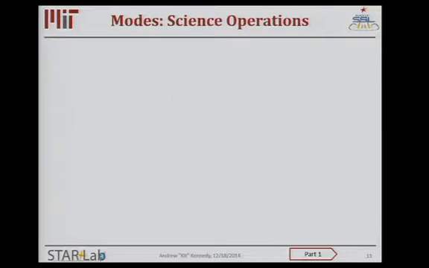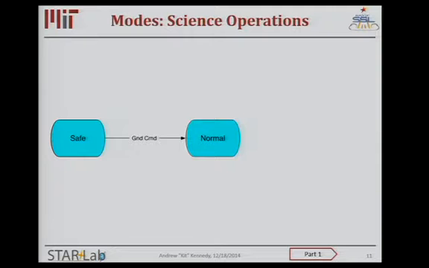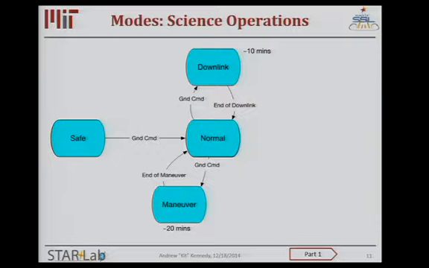The way our nominal modes look, we start out in that safe mode, and then there's a ground command to transition to the normal base operations mode for the spacecraft. That's what we come back to whenever we're not actively doing a calibration slew maneuver or downlinking to the ground station. Then we can do downlinks to the ground station. They're about 10 minutes, and that's initiated by a ground command from the ground station. At the end of downlink, we transition back to normal mode. Then we can do a maneuver.